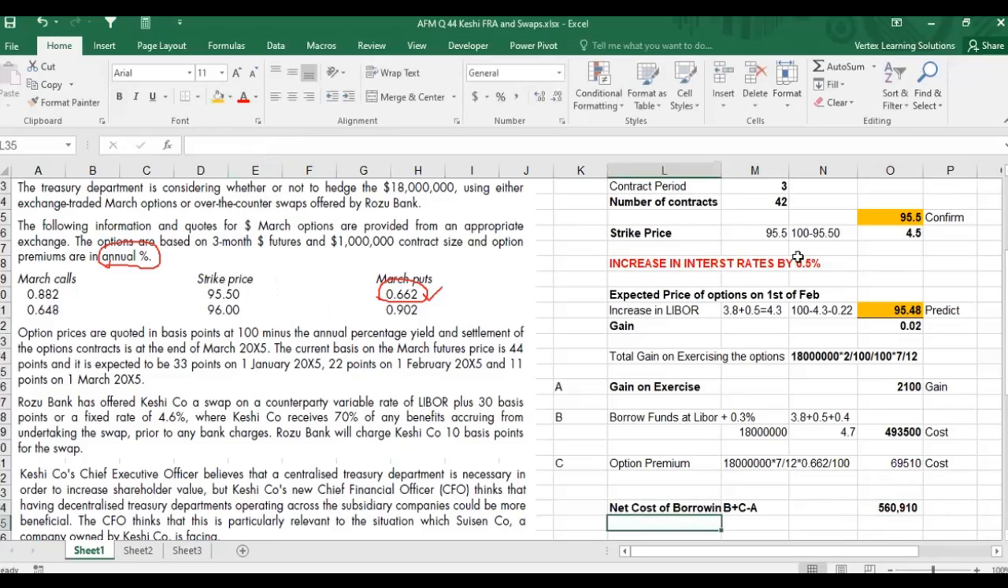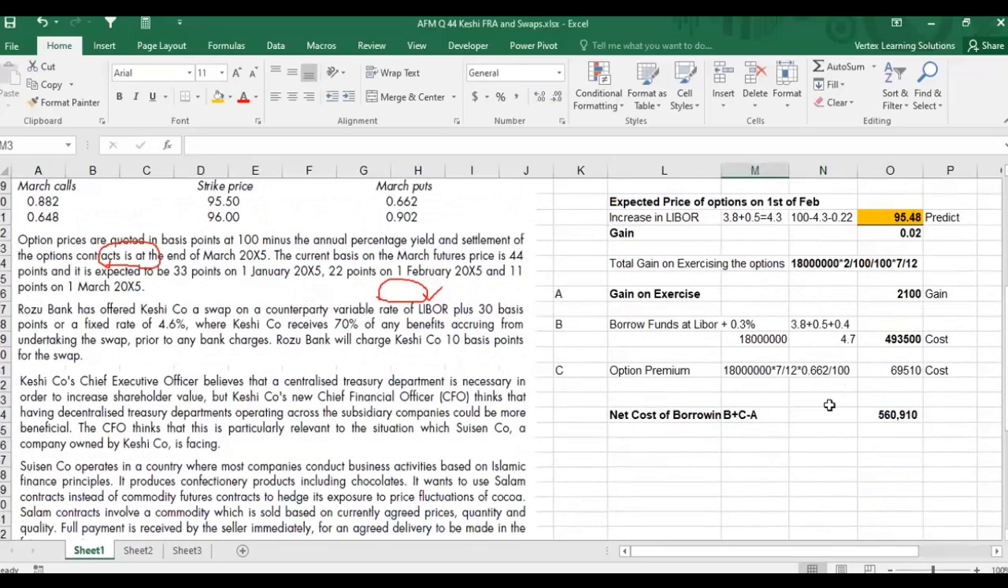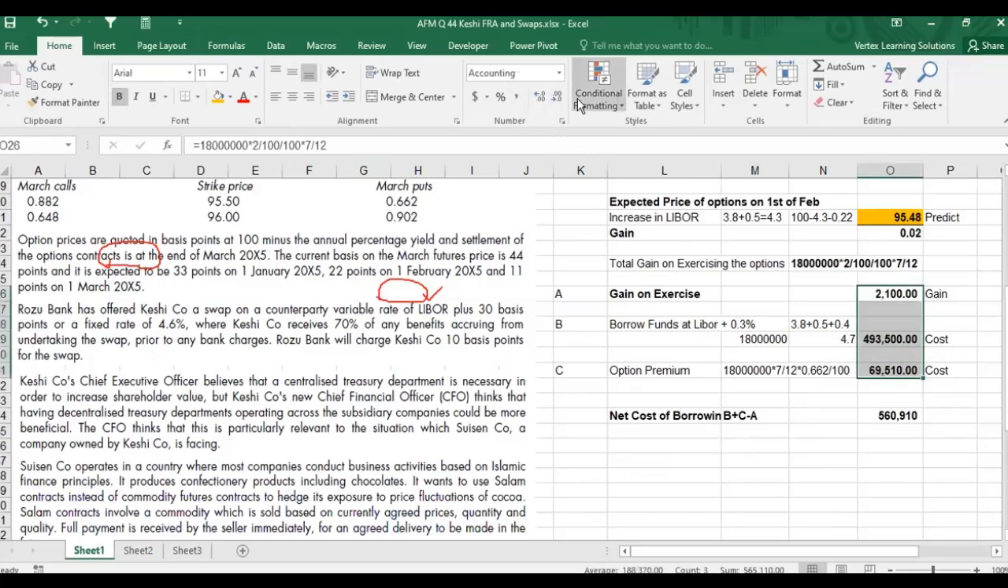Now you see that this option has secured you, but you paid some option premium to protect your position. By the way, if you had not gone for hedging, in this particular case it looks like no hedge is a very good idea. But in any case, we'll see. When you do hedge, you have to pay this 69,000 extra. What is this 69,000? I just pay the fee for protecting myself. This is my option fee.